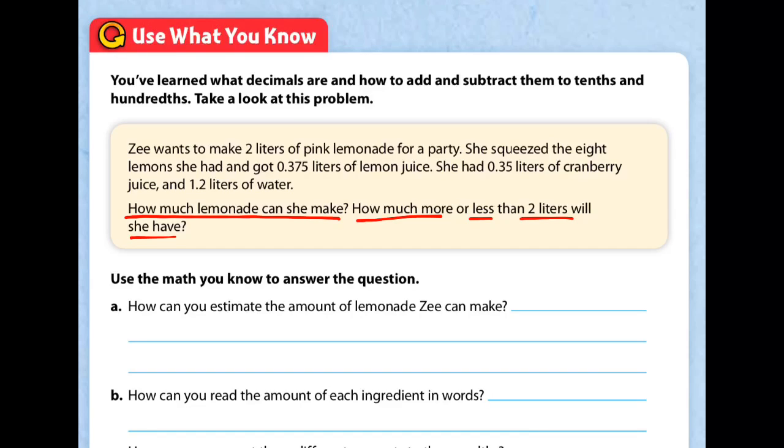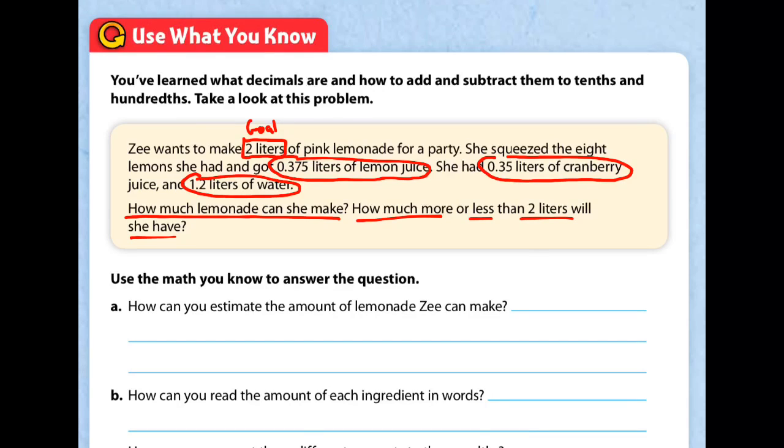All right, so first off, let's go back and circle some of the things that are important in the problem. So Z wants to make 2 liters of pink lemonade. That's her goal. And she has different ingredients to make it. So from her 8 lemons, she got 0.375 liters of lemon juice. She already had 0.35 liters of cranberry juice, and she had 1.2 liters of water. We're going to use that information to answer both questions.